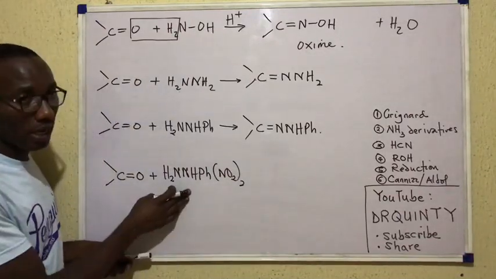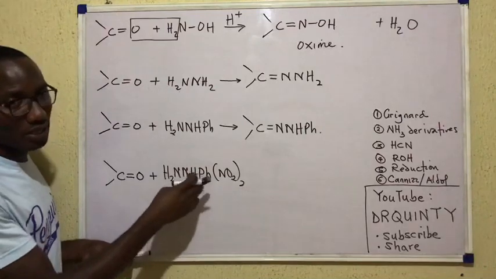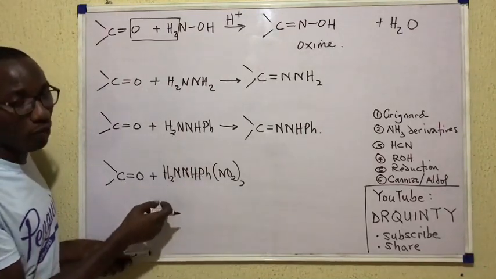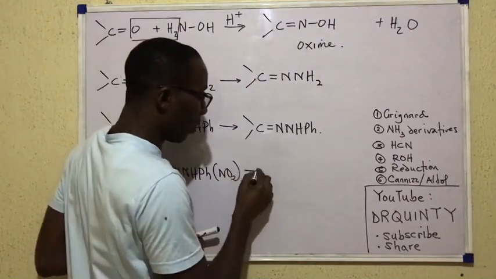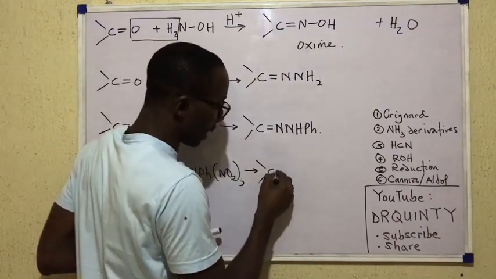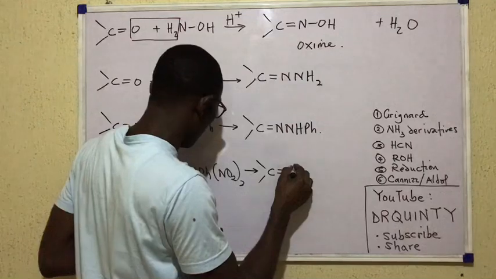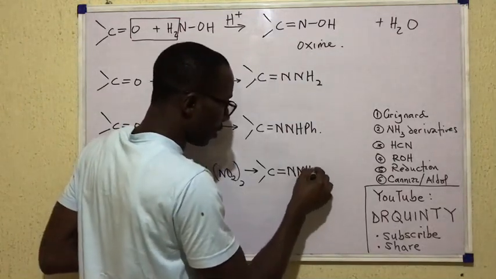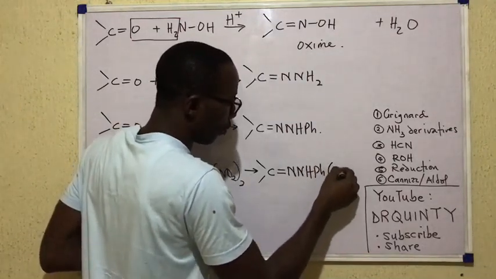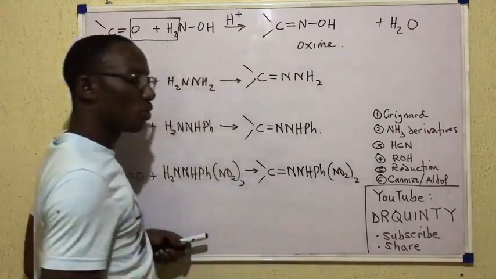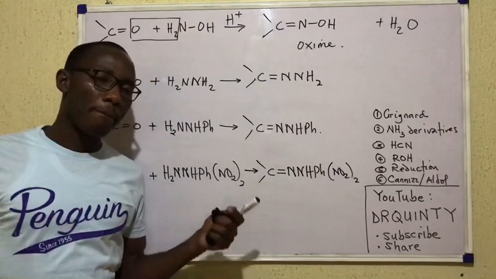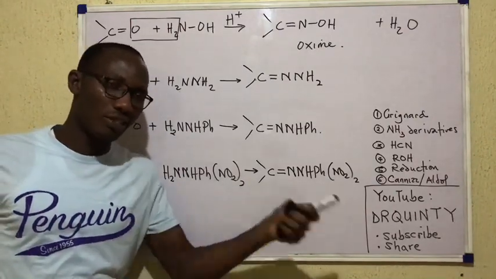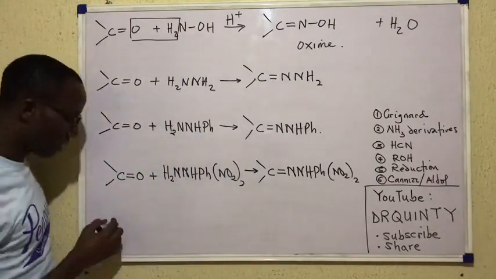This is like a straight hand writing or straight hand form of the structure we drew before as Brady's reagent. When these two react, you expect to get double bond N, then NHPH, then NO2 bracket 2. So that's our product. That product is called a 2,4-dinitrophenylhydrazone.